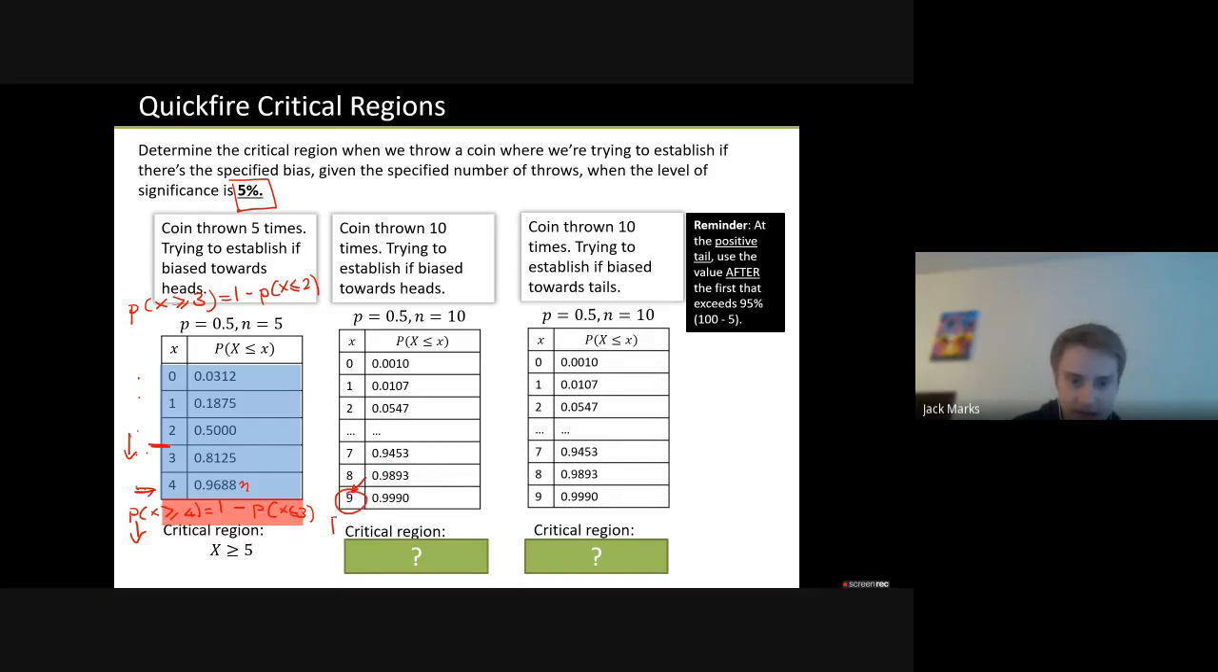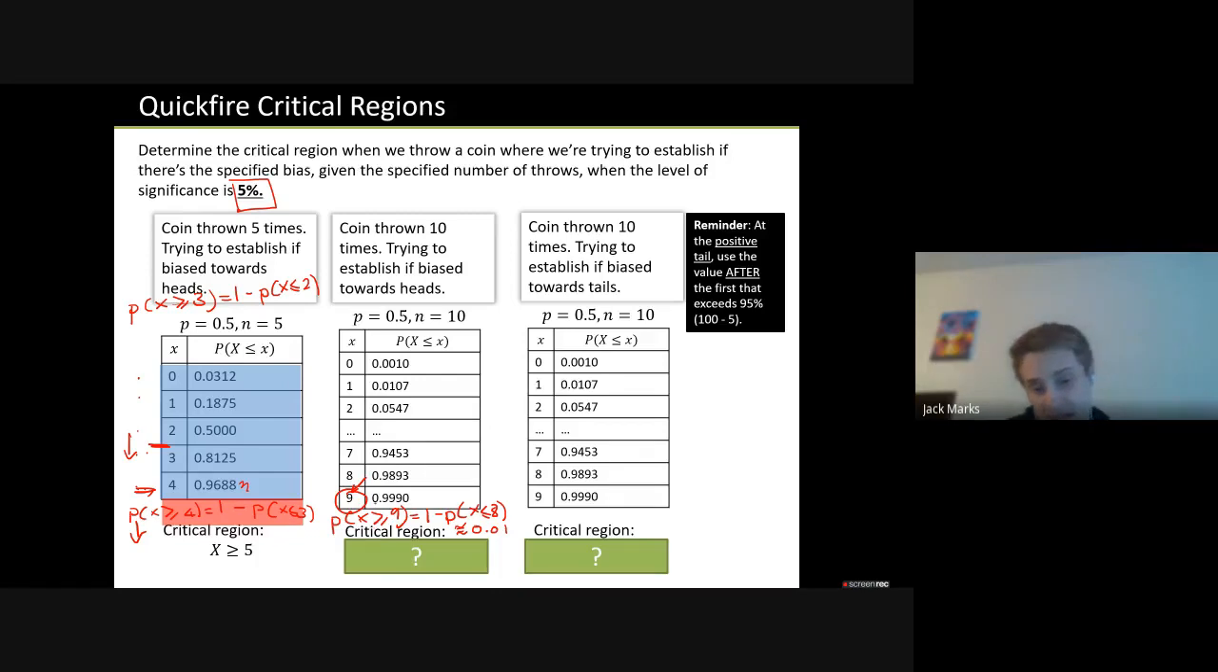Just so you can see that it works, the probability of greater than or equal to 9 is 1 minus the probability of up to and including 8. Up to and including 8 is 0.98. So this will give you a value of about 0.01.